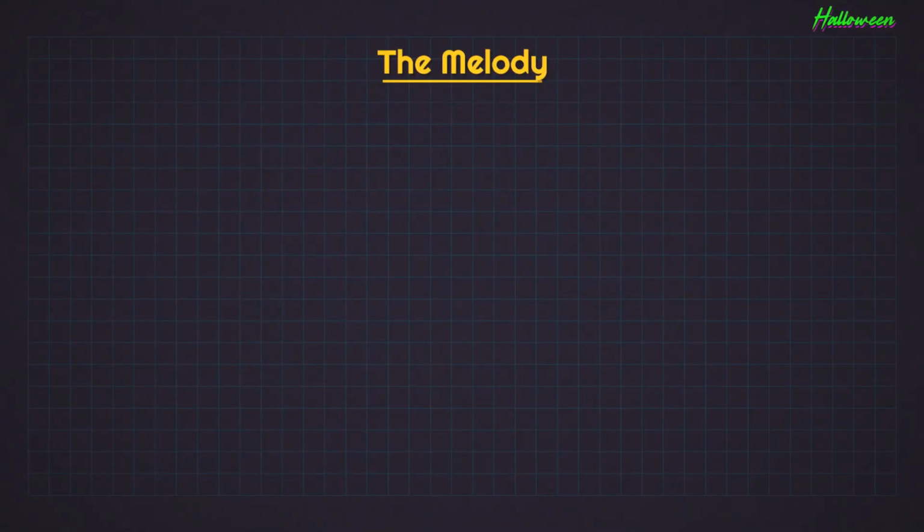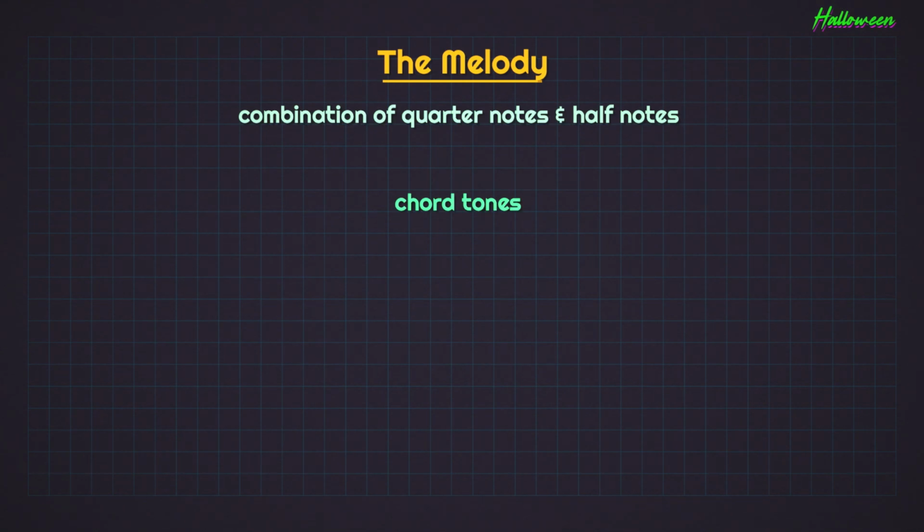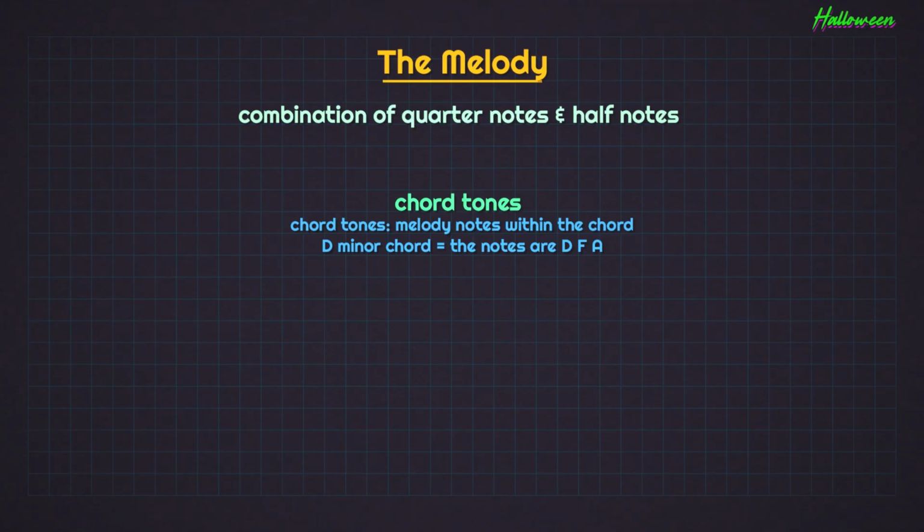We've got our foundation for some horror music, and now we need to add our melody. This melody is going to use a combination of quarter notes and half notes. And the melody notes are going to be chord tones. And chord tones are notes within the chord. So if you're playing the chord D minor in a measure, the notes of D minor are D, F, and A. So our chord tones of the melody would be D, F, and A.